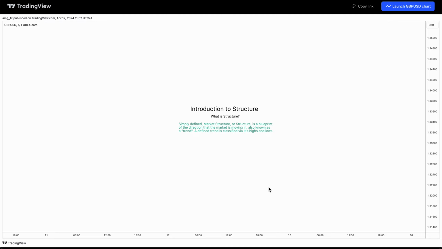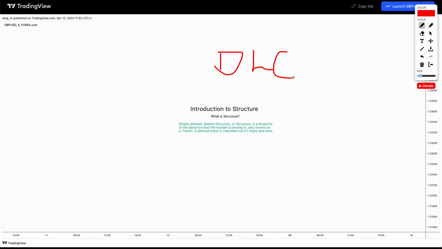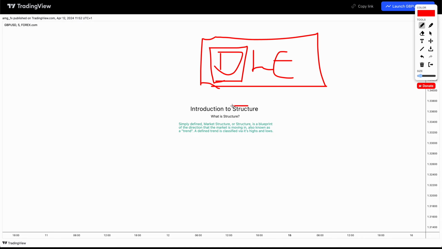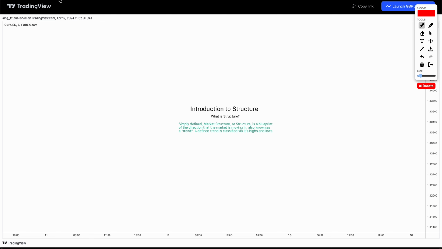So an introduction to structure: very simply, what is structure? Simply defined, market structure is a blueprint of the direction that the market is moving in, also known as a trend. A defined trend is classified via its highs and lows. It's also a blueprint to identify a transition, for you to then execute your trade. Direction, liquidity, execution is the 3-step framework for trading this style. Direction comes first, and direction is derived from structure. Then liquidity, and then execution, which we'll move into a bit later on.